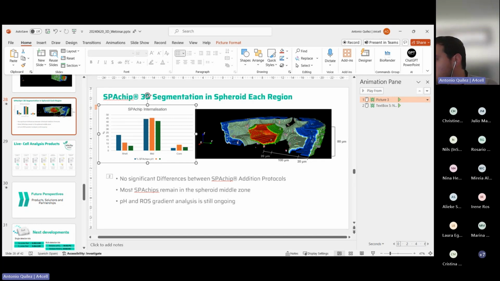Niels is asking, how many chips per cell are typically internalized? That needs to be optimized depending on the cell culture conditions, whether you're working in 2D or 3D. But approximately we get a distribution between 25 to 50%. So we want to do more work in 3D because we think we can increase that number significantly compared to 2D cultures.